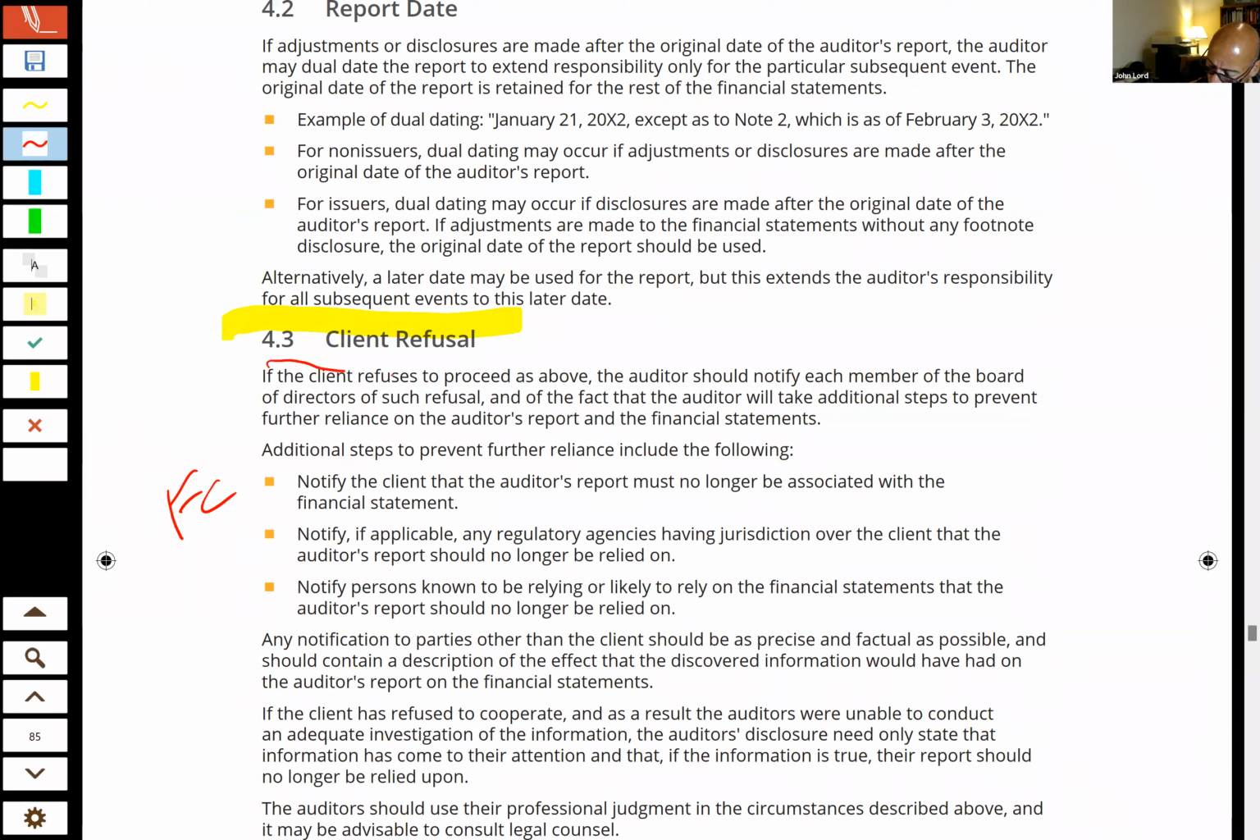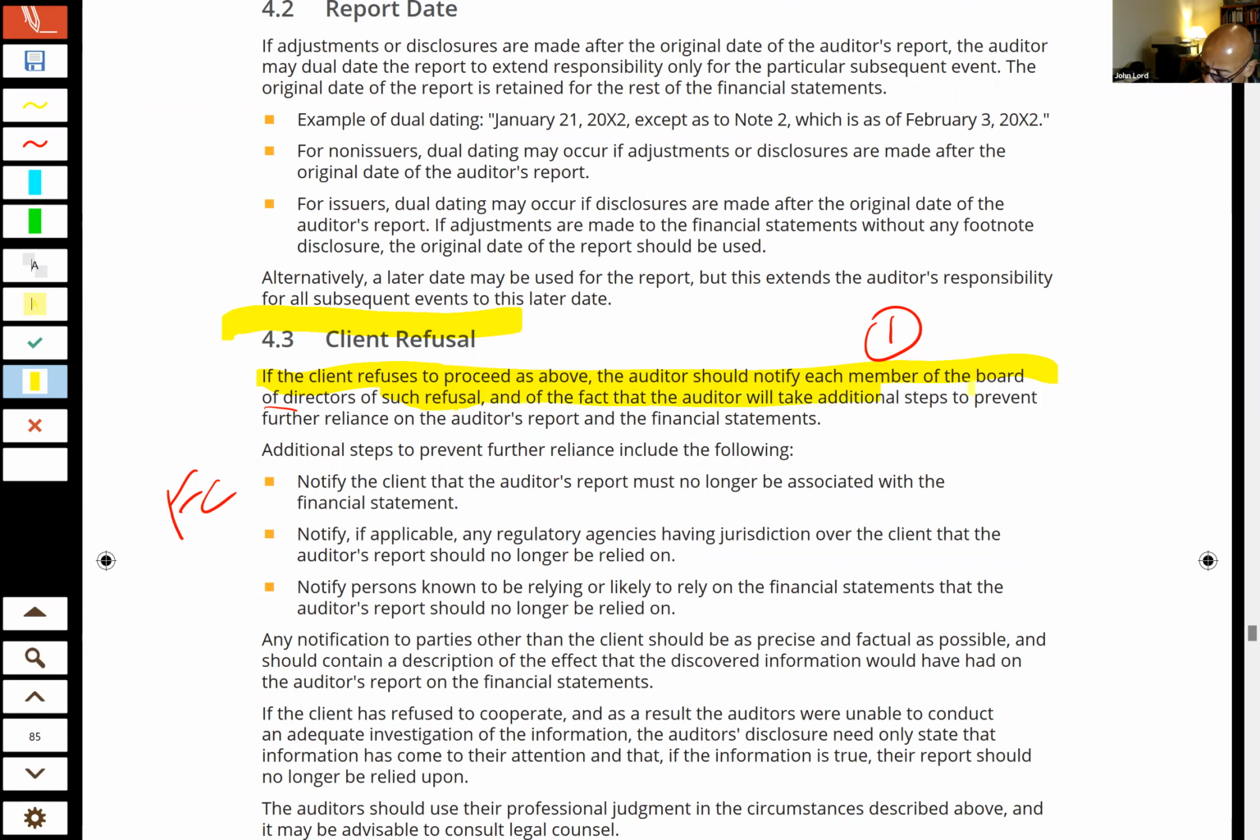The refusal by the client to do the things that we asked them to, notify those relying on the statements and revise the financial statements, we will first notify each member of the board of directors of such refusal. Now, that is a prayer. That's a prayer that the corporate governance structure will work, that the board of directors will do their job and get in there and tell management to do the things that the auditor has asked.